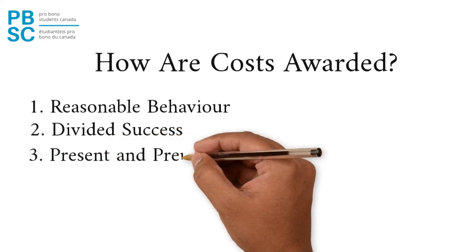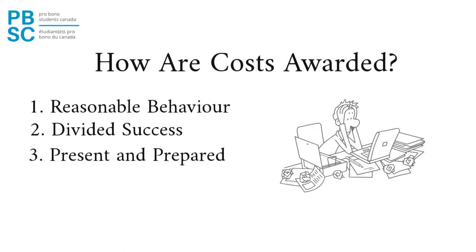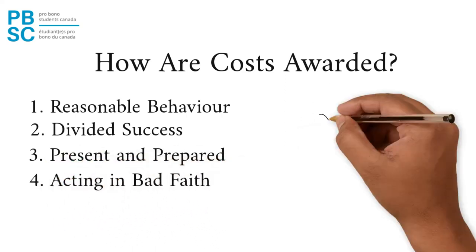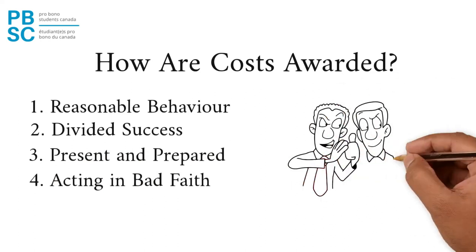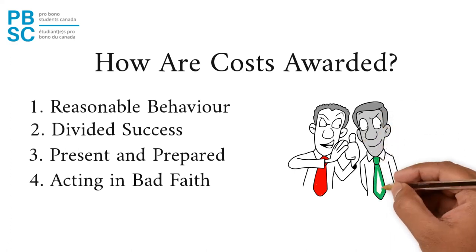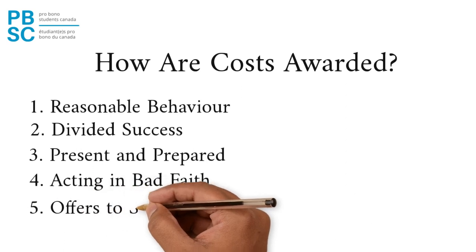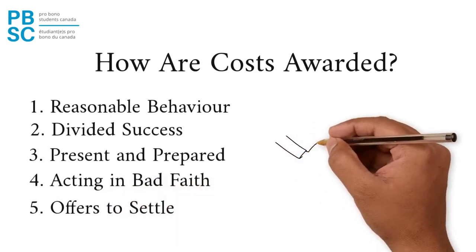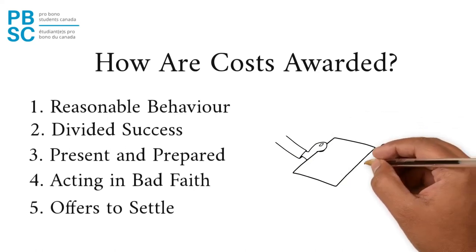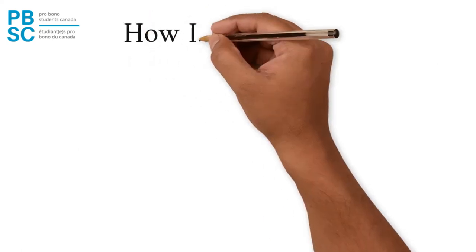If a party does not come to court or is not properly prepared, courts may award costs against that party. If a party acts in bad faith, the court may order them to pay all the other party's costs. A finding of bad faith requires proof that a party intended to inflict harm, conceal relevant information, or deceive the other party. If a party fails to accept a reasonable offer to settle, they can face a cost consequence. Courts may consider the terms of an offer, when the offer was made, and any failure to make an offer.